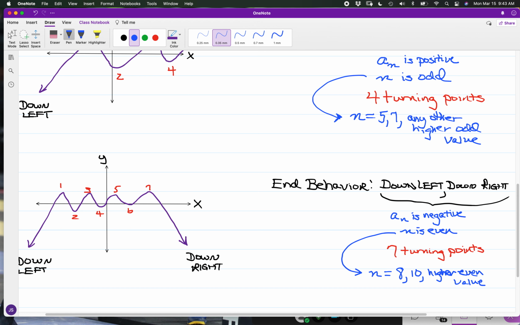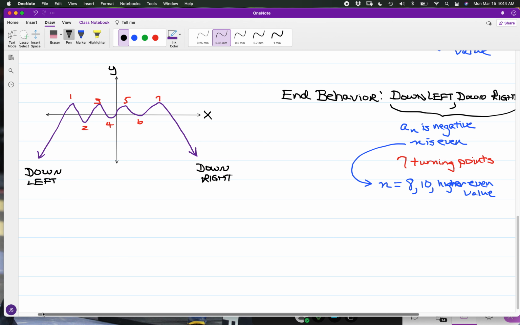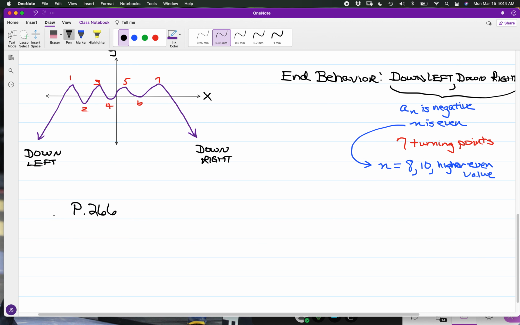All right, so those are samples of what we have linking together the end behavior as well as the number of turning points. Now, going back to the polynomials, we have on page 266, in the case of number 48, an illustration.